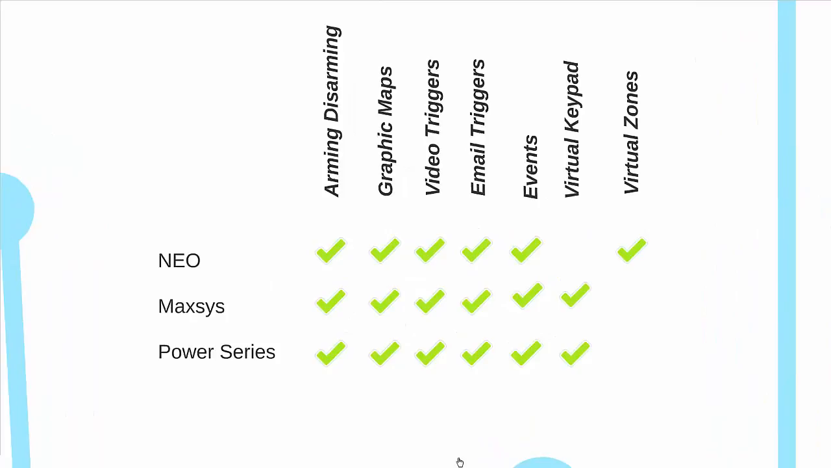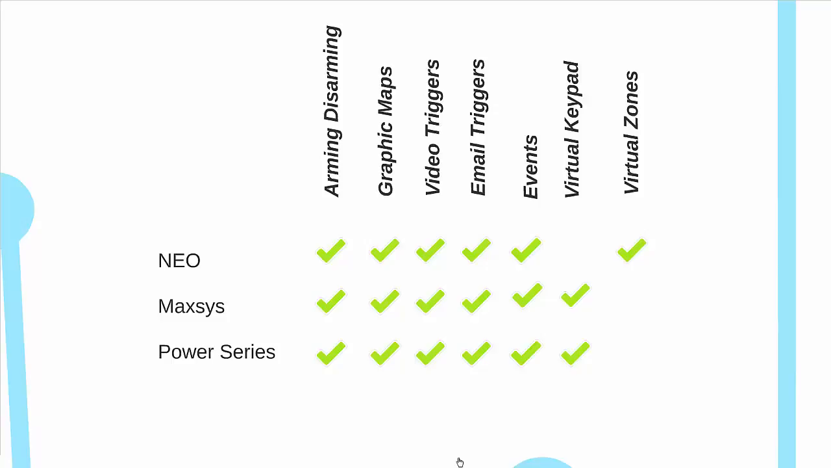Okay, so just to sum up, here's a list of what you get. Arming and disarming, you can do it through our interface for all three platforms. You can view zone status, partition status as well. Graphic maps, so you can drag and drop zones and partitions onto the graphic maps in all three scenarios. We can do video triggers in all three scenarios, email triggers, synchronized events and users. Virtual keypad is not yet available on the Neo.